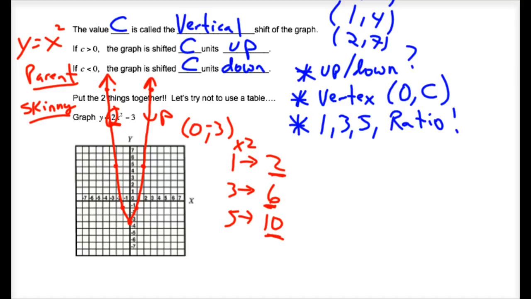Right? That in my head. And now we see a husband and wife. So, guys, that's how you graph.